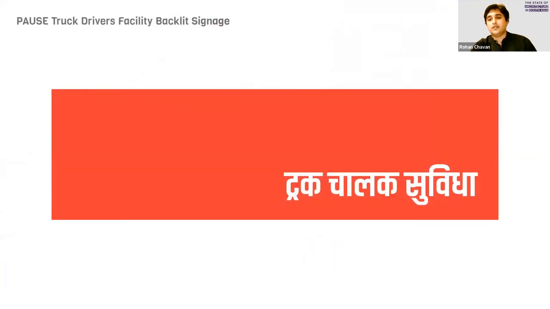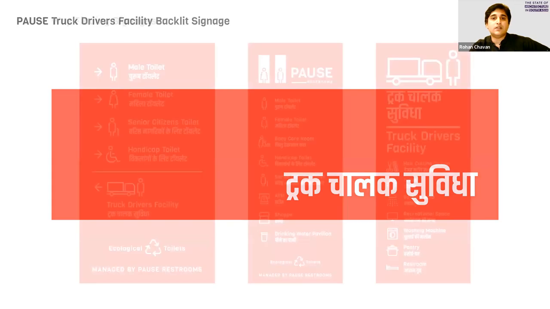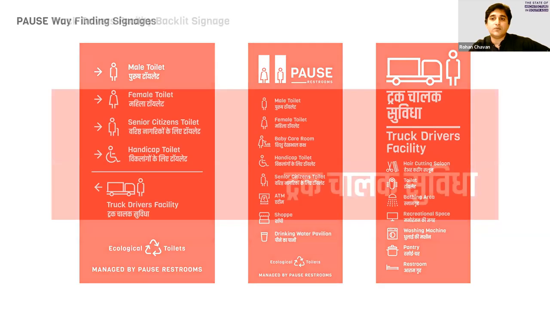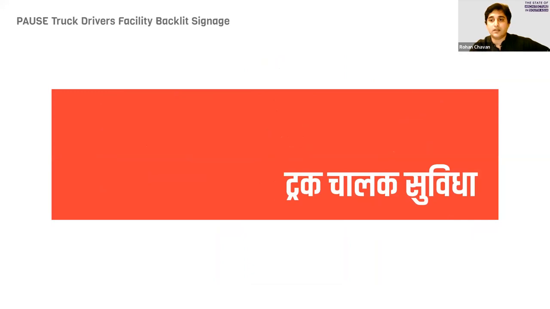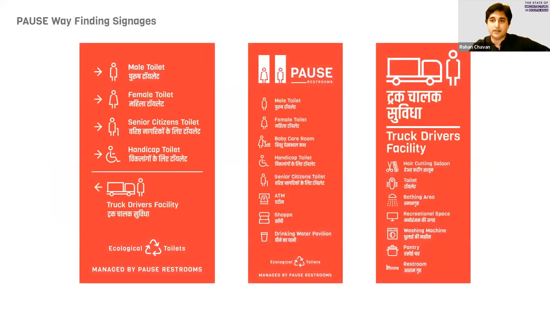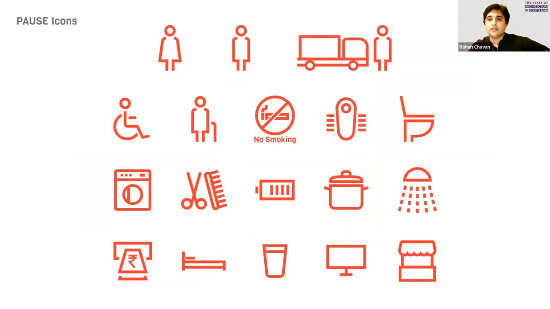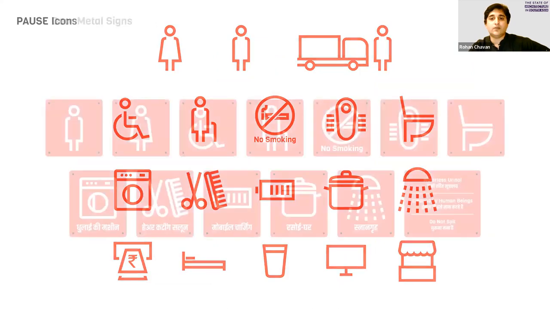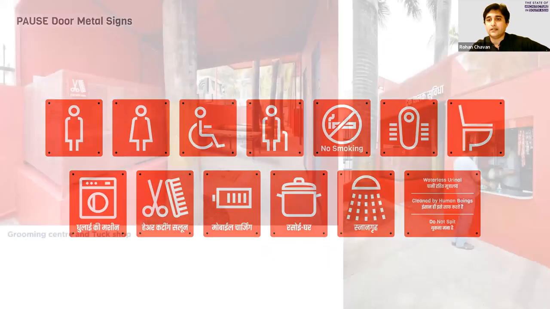So in this project, we did a lot of work on signages, because we thought communication design plays a very important role in a toilet campus. We have designed signages in two different languages, Marathi and Hindi. The Devanagari lipi is the same, but creating iconography and text at the same time makes everyone understand what they're looking at. These are the door metal signs.